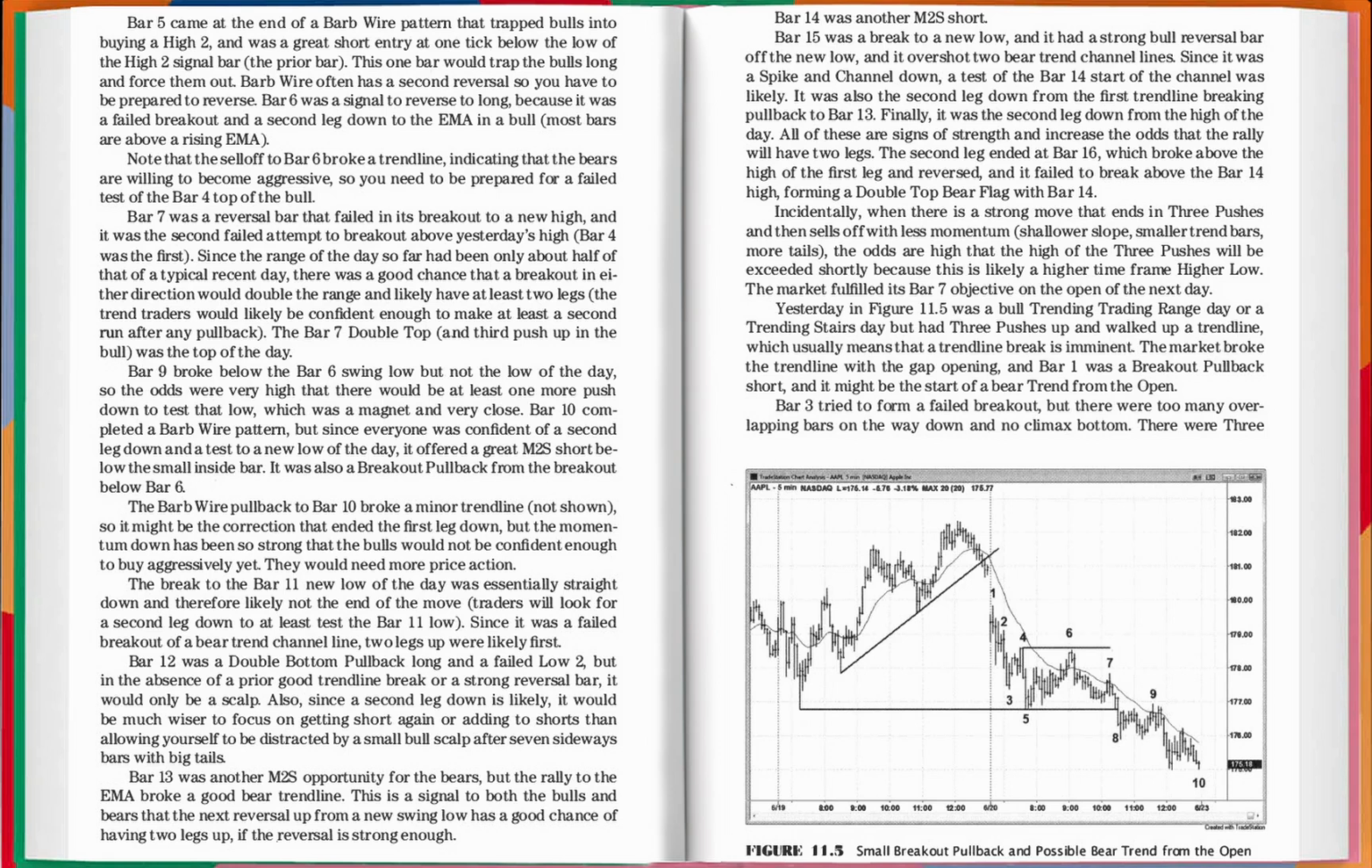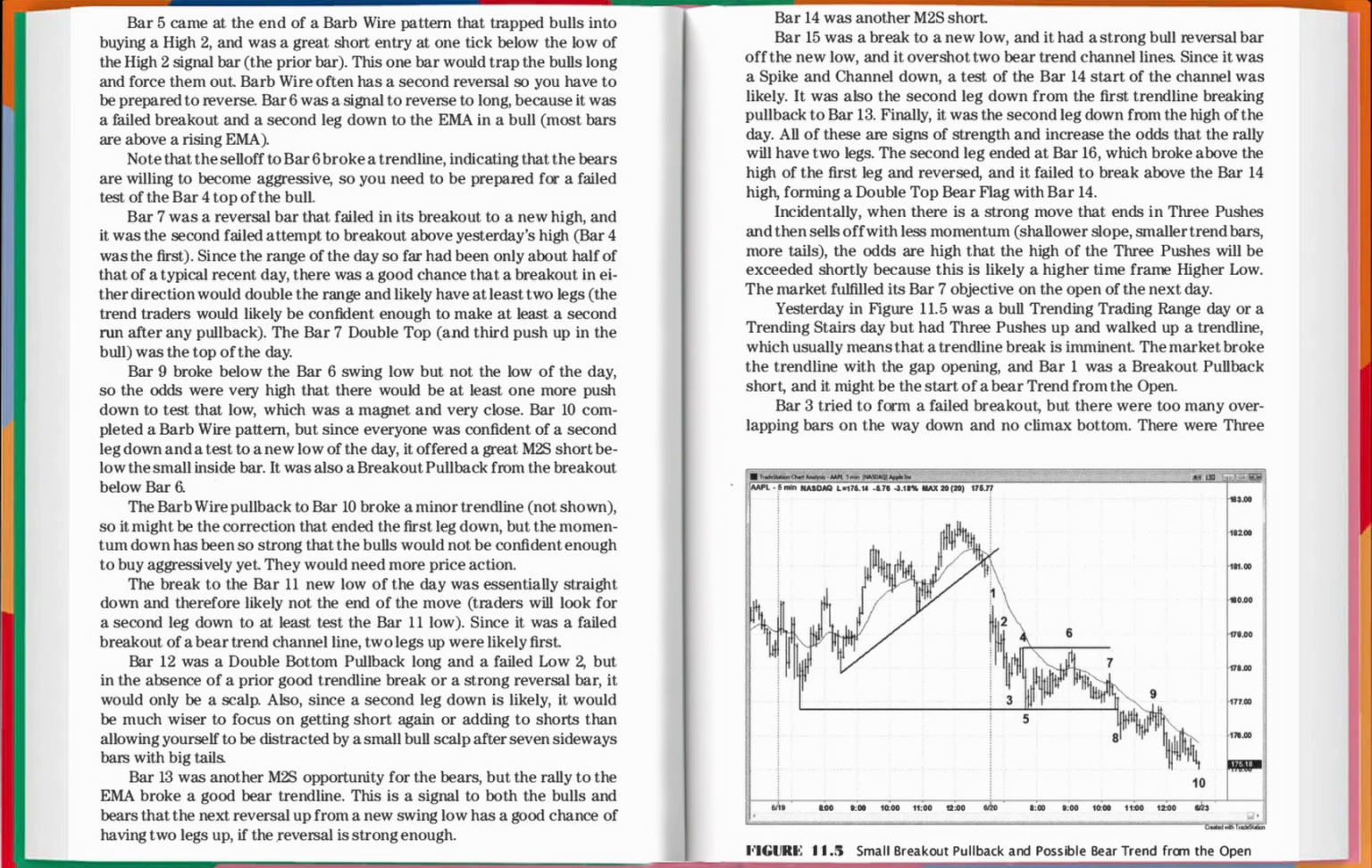Incidentally, when there is a strong move that ends in 3 pushes, and then sells off with less momentum, shallower slope, smaller trend bars, more tails, the odds are high that the high of the 3 pushes will be exceeded shortly because this is likely a higher time frame higher low. The market fulfilled its bar 7 objective on the open of the next day.